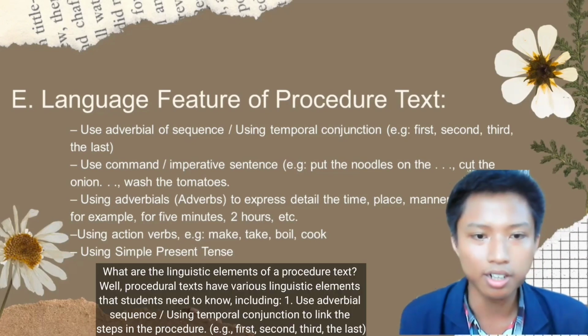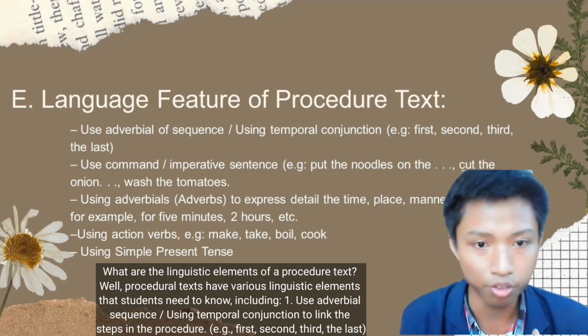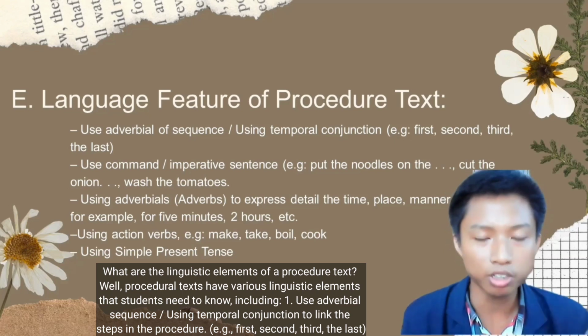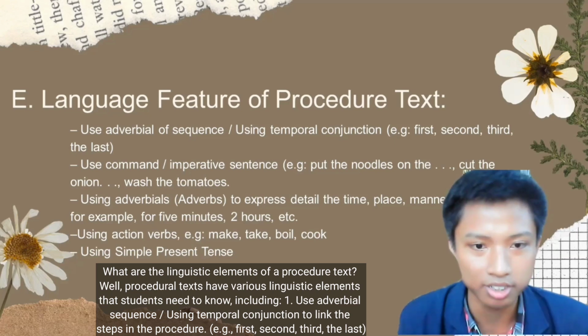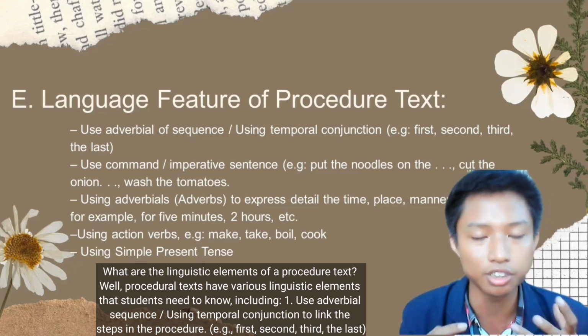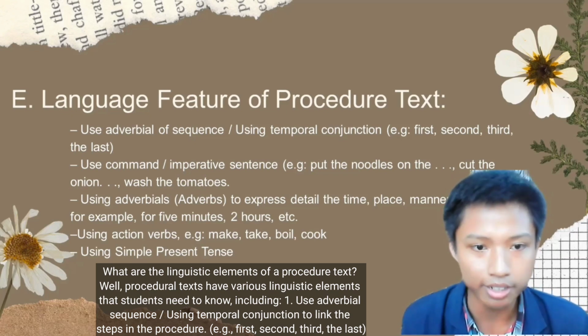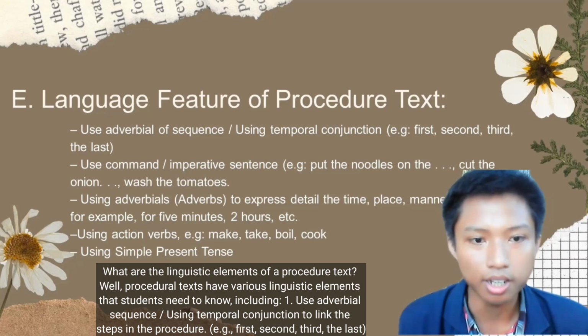So what are the linguistic elements of a procedure text? Procedural texts have various linguistic elements that students need to know, including, number one, using adverbial sequences or temporal conjunctions to link the steps in the procedure.